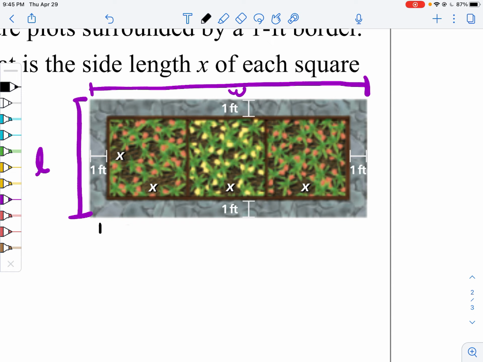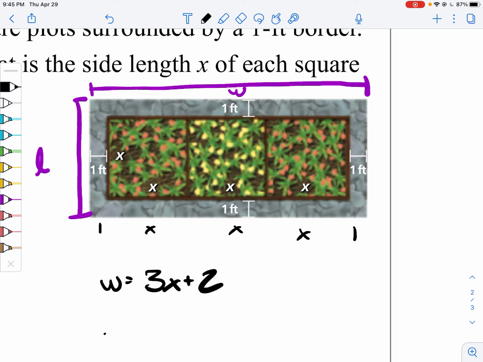Well, we've got 1 plus x plus x plus x plus 1. So the width is equal to 3x plus 2. Check out how many x's we have. We've got 1, 2, 3 x's. 1 plus 1 is 2.